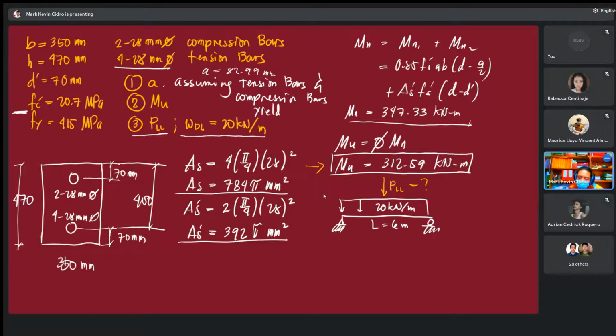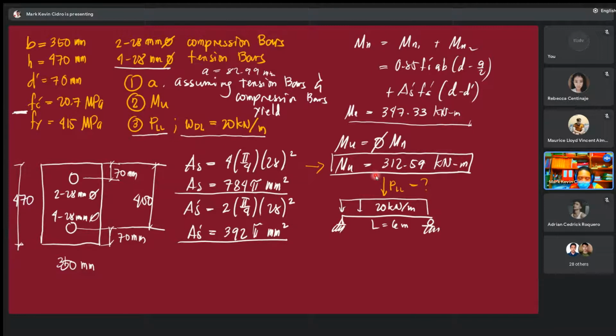Okay, so if you try to solve for the value of the PL, equate the maximum moment of this system to the value of your Mu. So how do we do that? Before we compute for the maximum moment, take note that the given loads here are service loads.